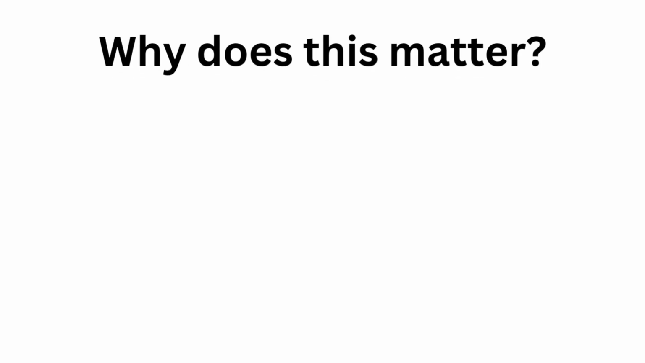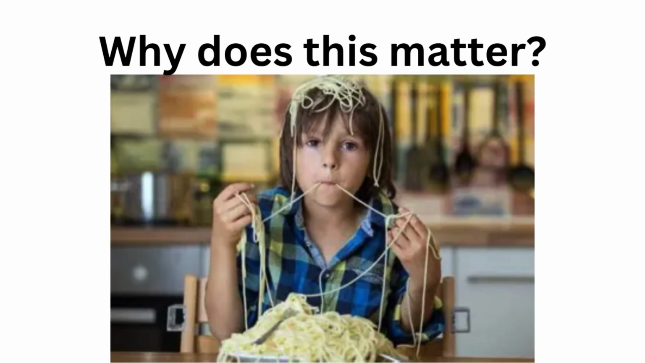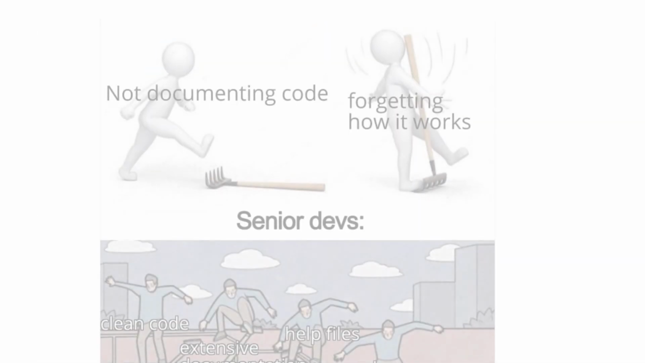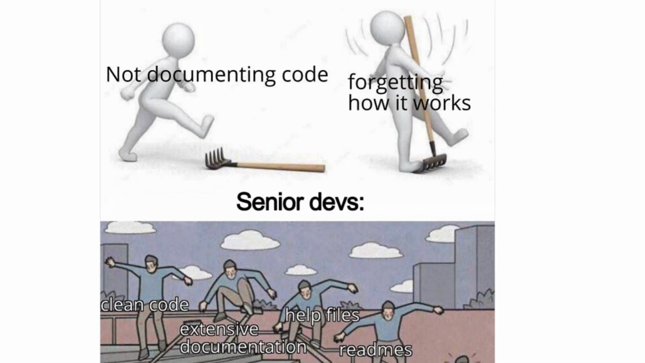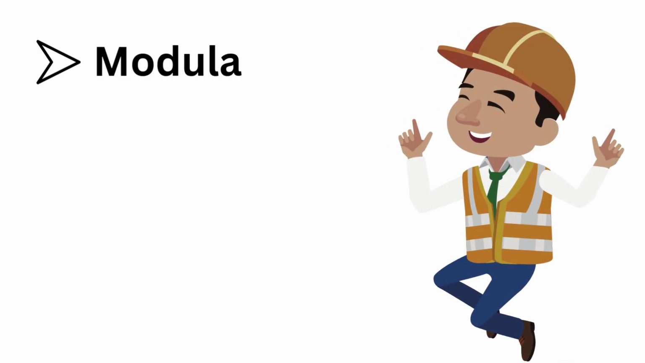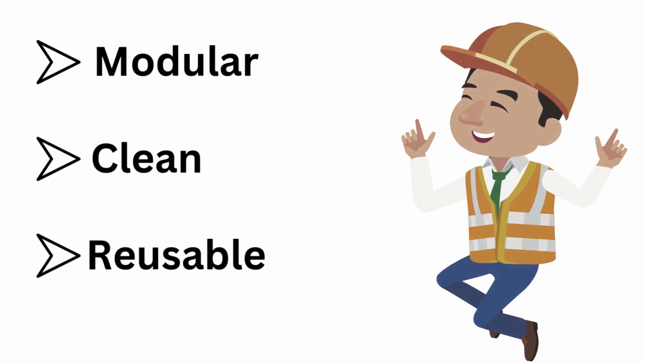Now, why does this matter? Because without OOP, your code becomes a spaghetti mess. I know, I've written that kind of code. You change one thing, five other things break. Pro tip, OOP is not just about writing code. It's about thinking like a builder: modular, clean, and reusable.